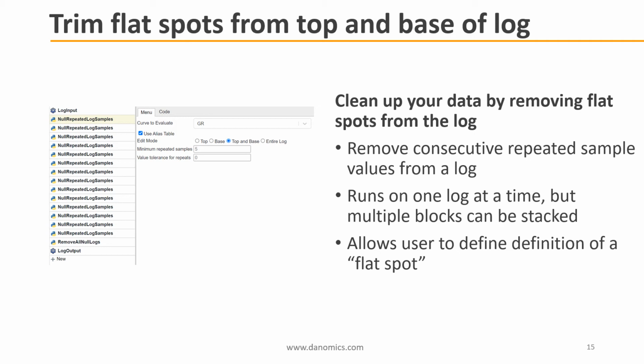So to address this problem, we input our logs, then we use a tool called null repeated log samples, and this will operate at the alias level. So you'll go through and trim the flat spots off either the top, base, or both, or throughout the entire log. And you'll do this for each relevant alias that you want to operate on.